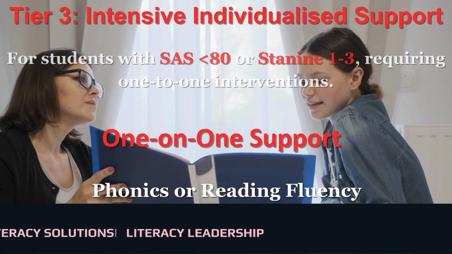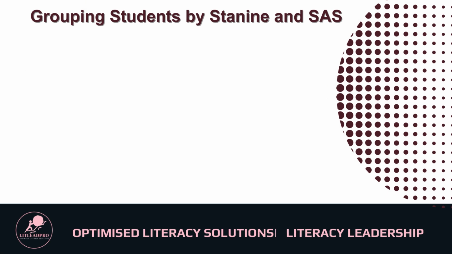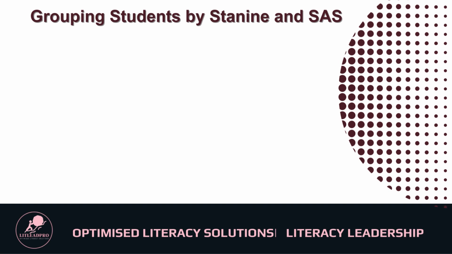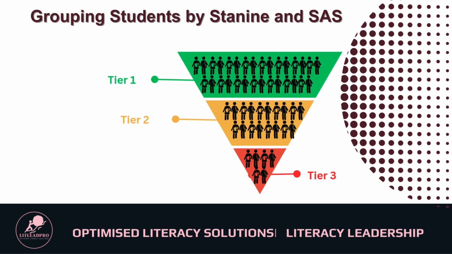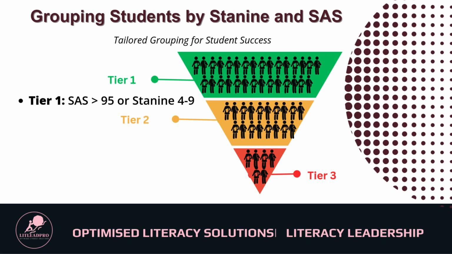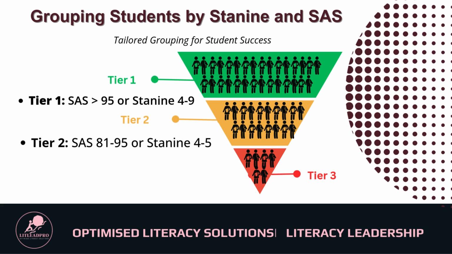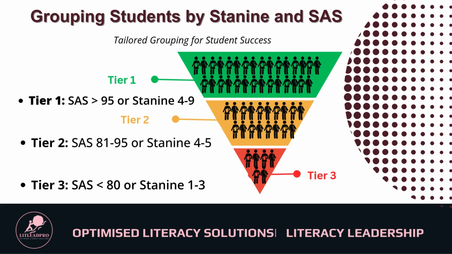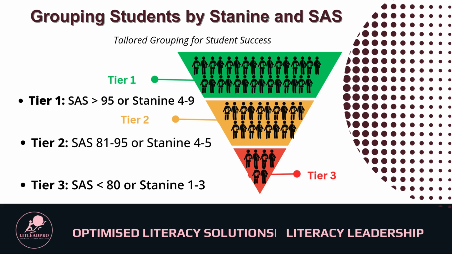Now, how do we group students? We use both Stanine and SAS scores to categorize students into the 3 tiers. Tier 1 is for those with SAS above 95 or Stanine 4 to 9. Tier 2 is for students with SAS between 81 and 95 or Stanine 4 to 5. And Tier 3 is for those below 80 or in Stanine 1 to 3. This grouping allows teachers to provide the right level of support based on the student's needs.